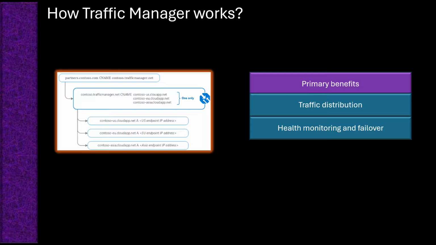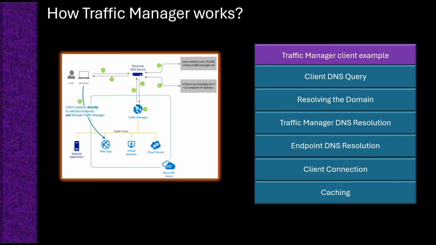They configure their vanity domain partner.contoso.com to route traffic through Traffic Manager by creating a DNS CNAME record pointing to contoso.trafficmanager.net. With this setup, Traffic Manager directs each client to the fastest, closest endpoint, optimizing both performance and availability across regions. Let's understand how Traffic Manager handles a client query.